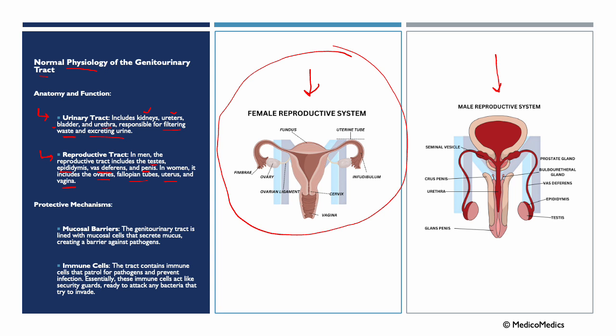Now, in our normal physiology, we have different protective mechanisms in place. So we have mucosal barriers. The genitourinary tract is lined with mucosal cells that secrete mucus, and this creates a barrier against pathogens. We also have immune cells. The tract contains immune cells that patrol for pathogens and prevent infection. Essentially, these immune cells act like security guards, ready to attack any bacteria that try to invade.